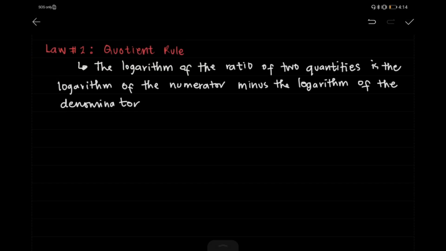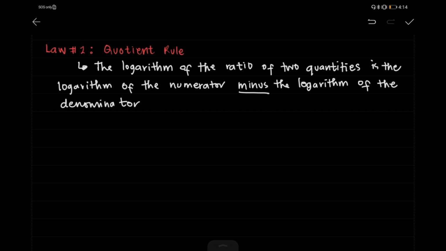This time let us proceed to law number 2. So this is what we call the quotient rule. Quotient rule states that the logarithm of the ratio of the two quantities is the logarithm of the numerator minus the logarithm of the denominator.